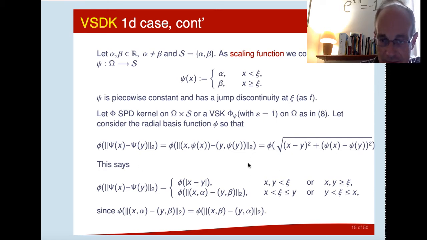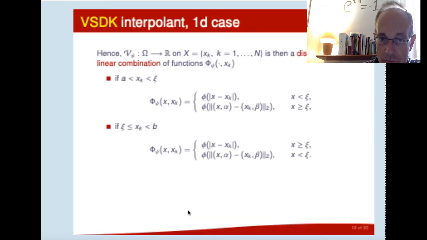So what does this say? This says that our radial basis function psi composed with the norm is equal to the function phi of modulus x minus y when you are on the left of the discontinuity or on the right of the discontinuity. In between, you have these two values here, which is exactly the same in some sense because of the radiality due to the norm 2.